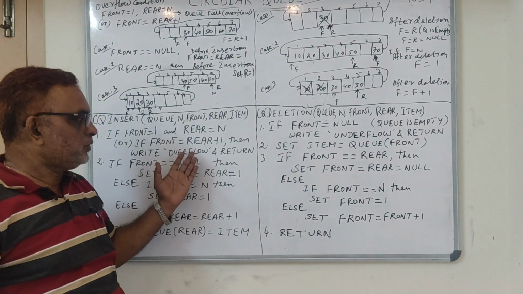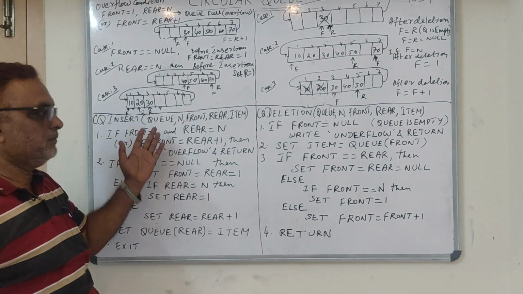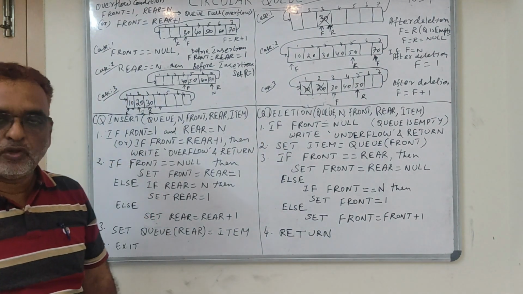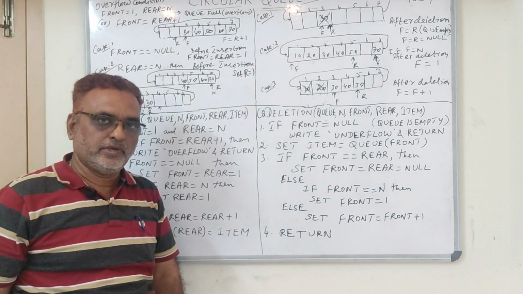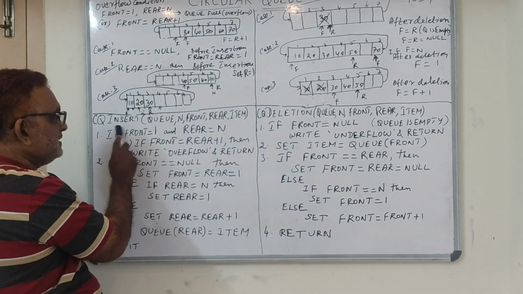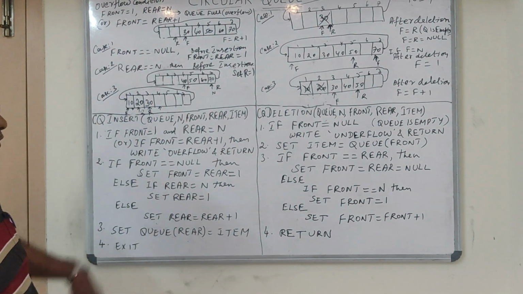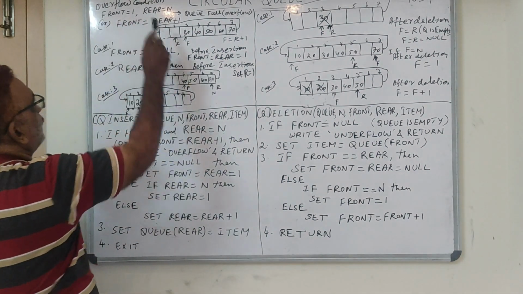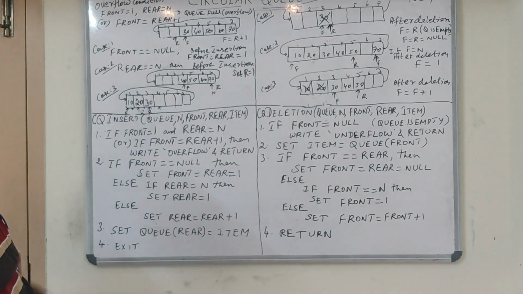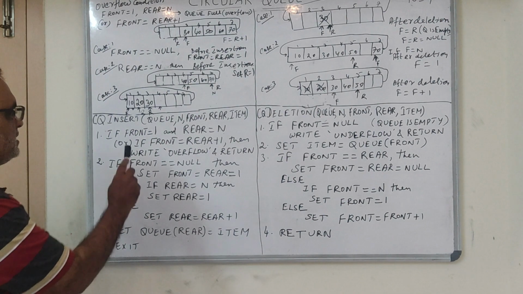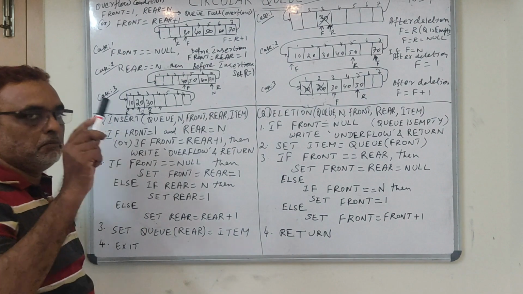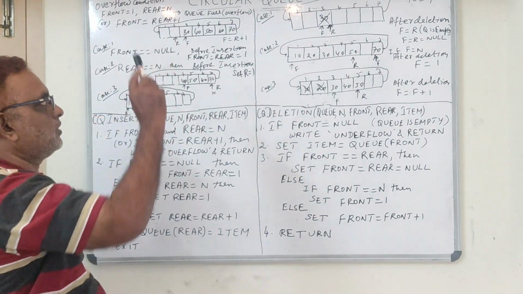So in circular queue, how to insert an element and how to delete an element, that is what we are going to discuss today. In order to insert an item in circular queue, you have to check the condition called overflow. For overflow we have two conditions in circular queue. The first condition is that front is equal to 1 and rear is equal to n, where n is the maximum number of elements which you can store in the queue.